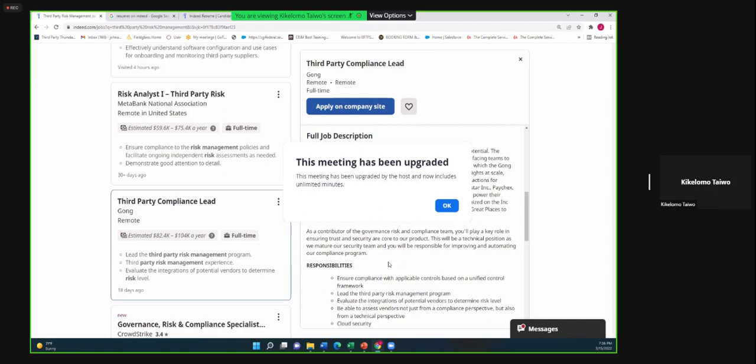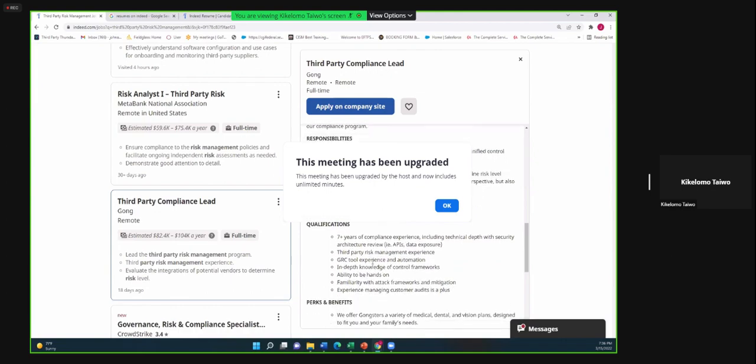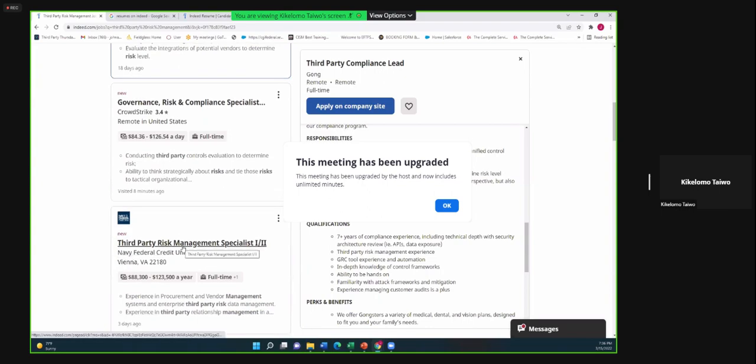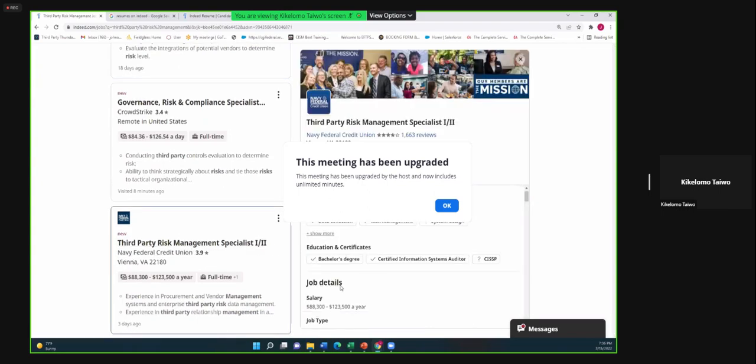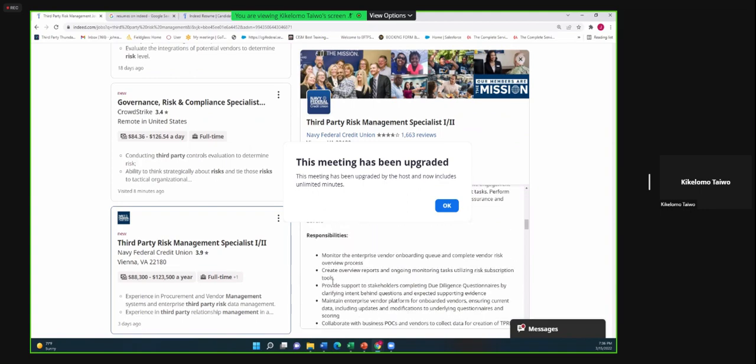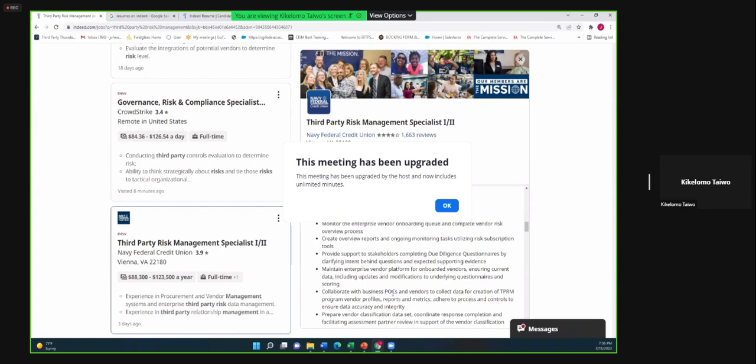Ensuring trust and security are core. This is security, automatic. This one is security. This one is security. This is not security. This is not security. This is the financial aspect. Collaborate with business point of contact and vendors to collect data for operation of TPRM program vendor profile report. Provide support to stakeholders completing due diligence questionnaire by identifying questions, and this one is financial.